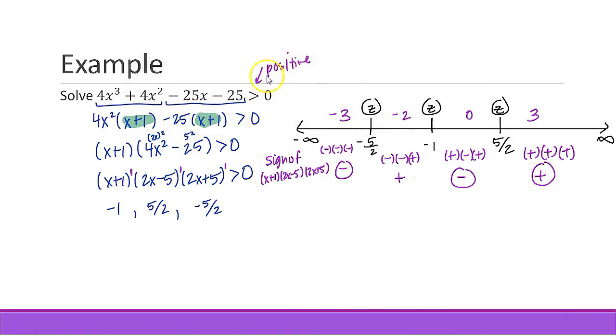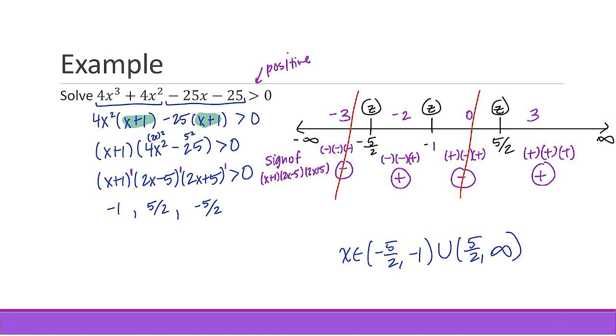Now I wanted positive only intervals, so I want to circle this. I want everything but the first and third intervals. So in interval notation, I want everything from negative 5 over 2 to negative 1, and everything from positive 5 over 2 to infinity. And I'm using open parentheses because I want to know where it is positive, not where it is equal to these zeros. And that is my answer.